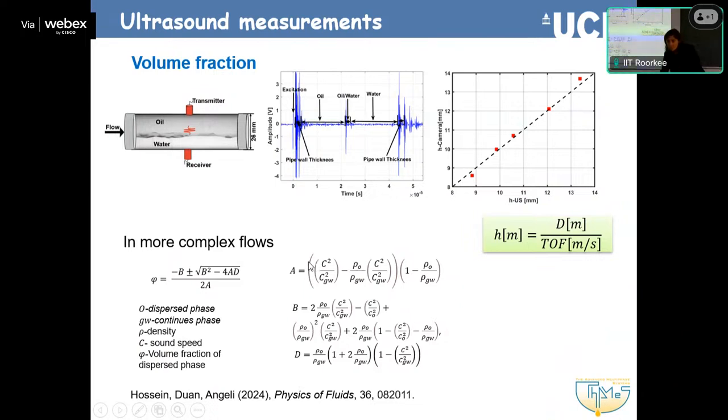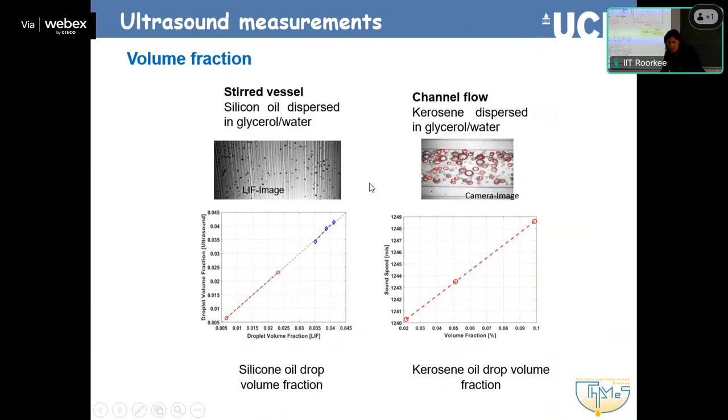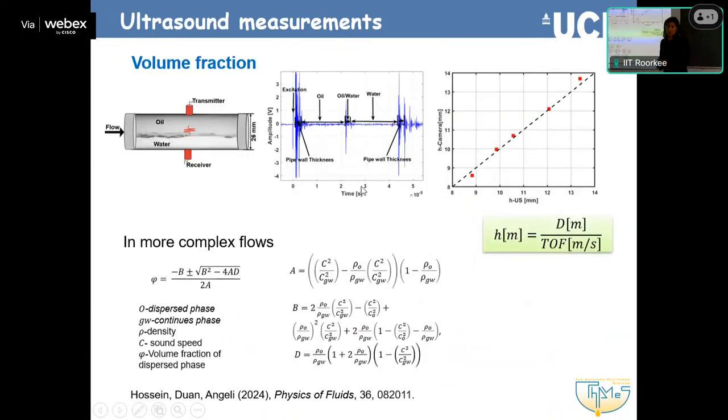But one last thing I want to mention, the last technique I want to cover, is ultrasound measurements. Imaging is marvelous, but of course it is quite limited in a way. It's very good for the lab, it's very flexible, but you do need transparent test sections, transparent fluids, and basically to be able to see.